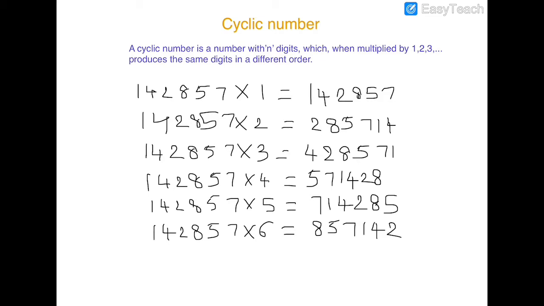I am multiplying up to only the number 6 because this number 142857 has 6 digits, so I am multiplying up to 6 so that the same digits of the number are repeated in different order. Such kind of numbers are called cyclic numbers.